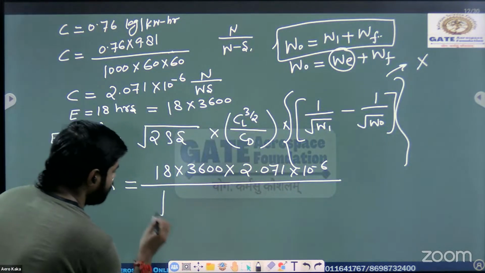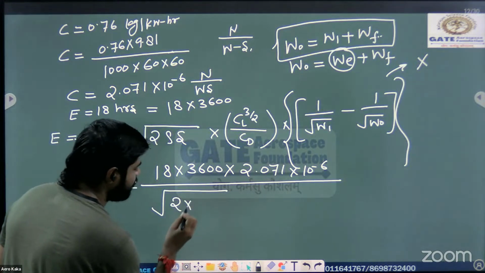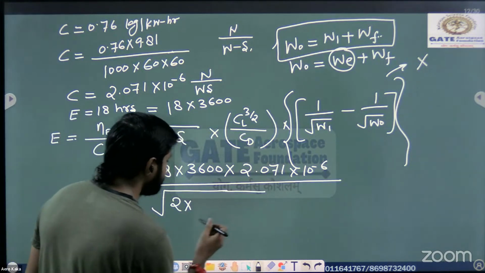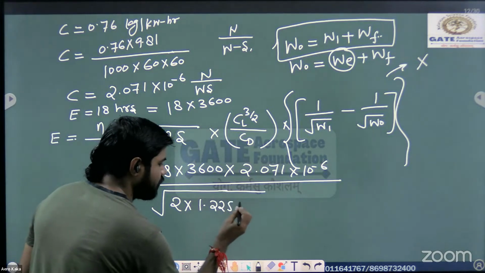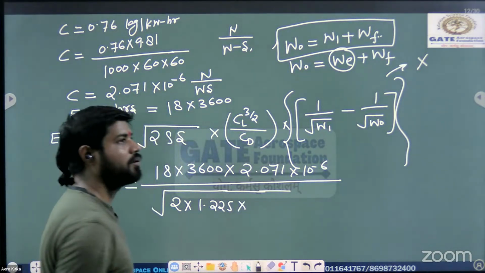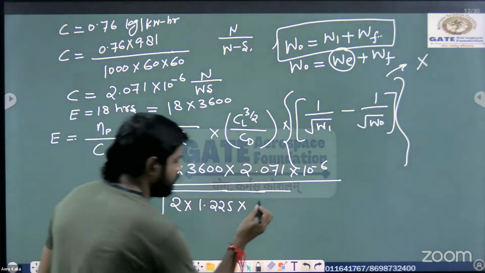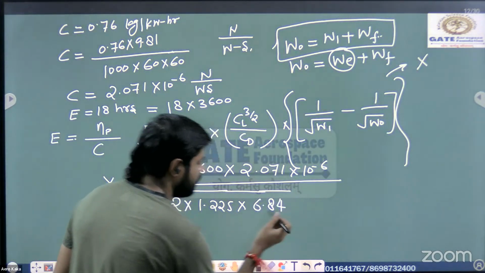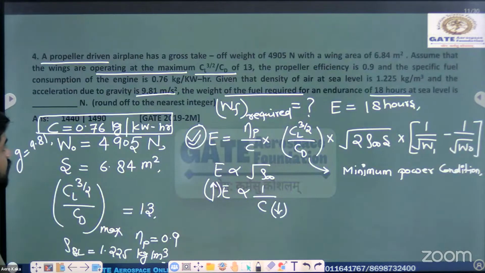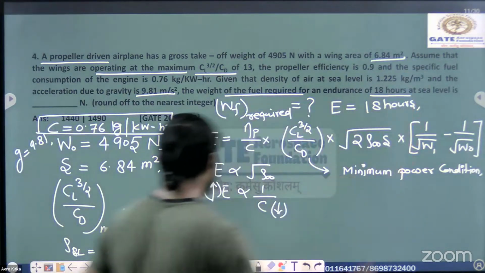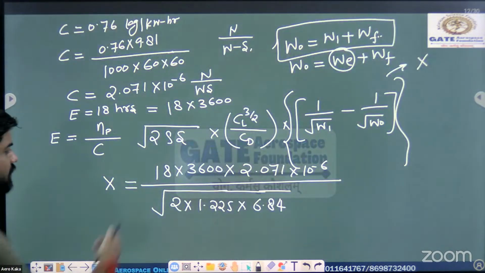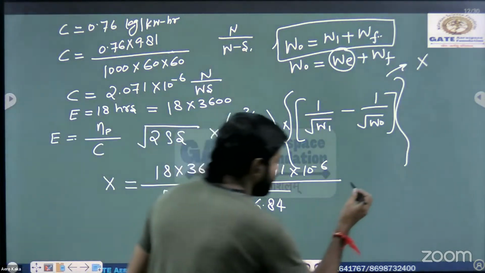Yes, root of 2. Density is how much? Density is 1.225. What is capital S here? 6.84. Are you sure? 6.84? Yeah, 6.84 it is given. Now, just simplify it and let me know how much you're getting.